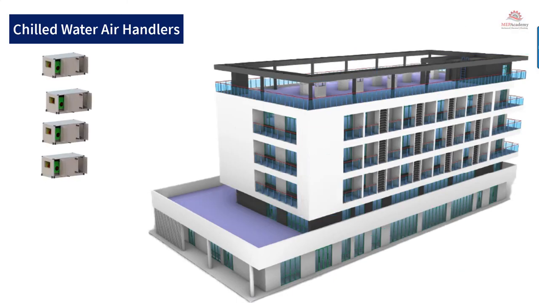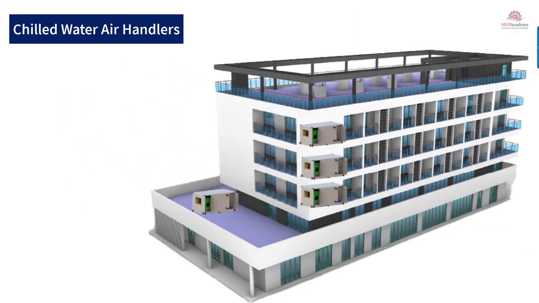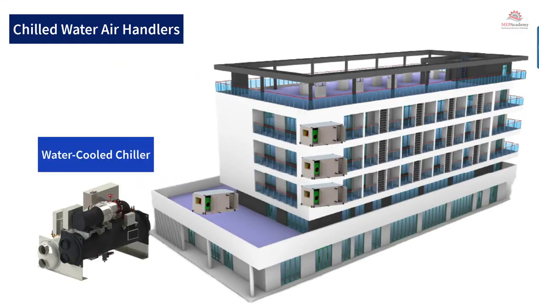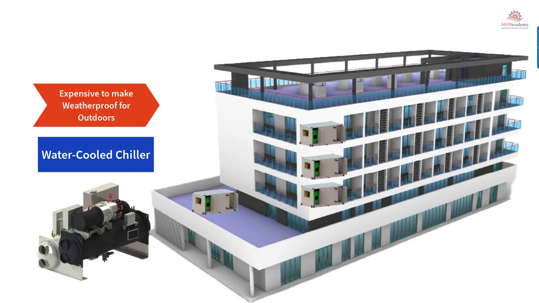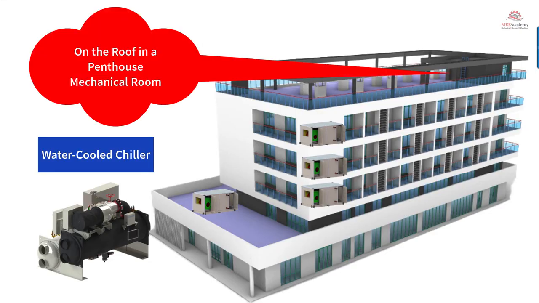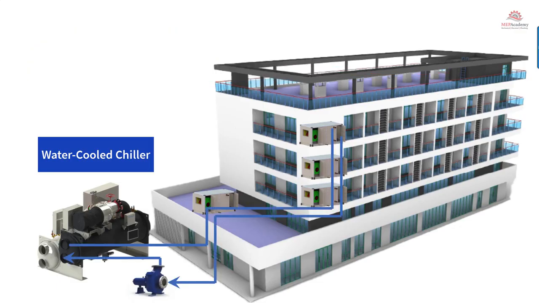Now, if you go to a water-cooled, you got the same air handlers, one on each floor, multiple on each floor, but then you have a water-cooled chiller. Now, this is not made for outdoors. The majority of these are indoors. You can get them made for outdoors, but that's very rare. The majority of the times, these are indoors. They're in the basement, they're on the first floor, can be on the roof. Wherever you put it, you still need to pump that water from the evaporator to the air handlers.